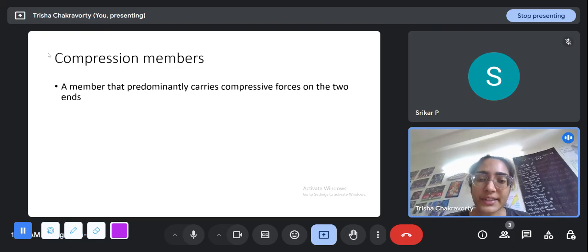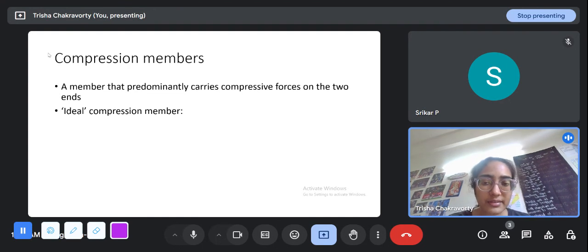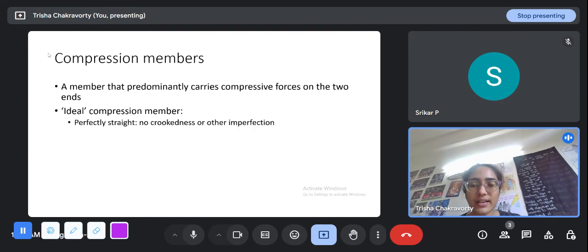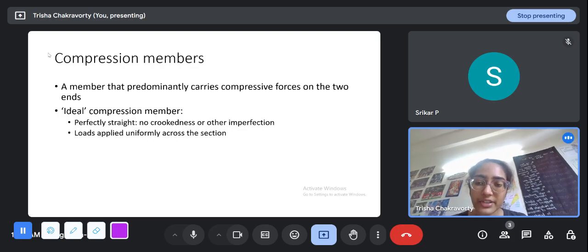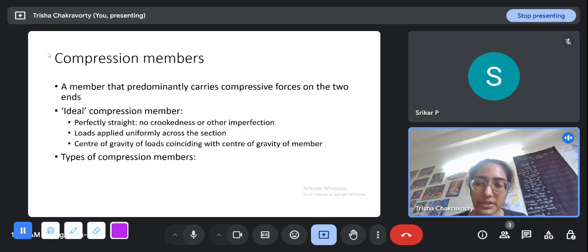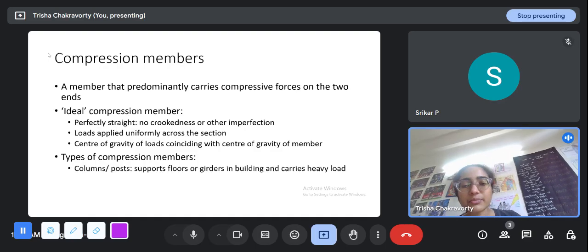A member that predominantly carries compressive forces on the two ends is a compression member. An ideal compression member has some assumptions, but an ideal member does not actually exist. It has to be perfectly straight, no crookedness or other imperfection. Loads applied uniformly across the section. The center of gravity of loads coincides with the center of gravity of the member. And there are types of compression members: columns or posts support floors or girders in buildings and carry heavy loads. This is our conventional column.